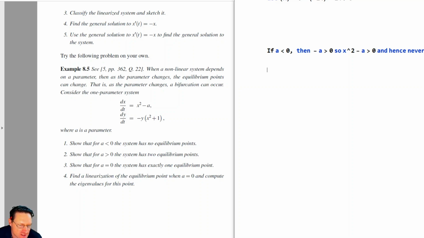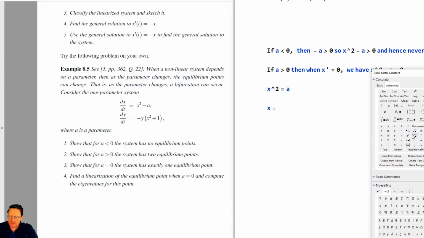Next, show that for A positive, the system has 2 equilibrium points. Okay, so if A is positive, then when x dash equals 0, we have x squared minus A equals 0. So we can take the A over to the other side and then take square roots. So that says x squared is equal to A, and so x is equal to plus or minus the square root of A.